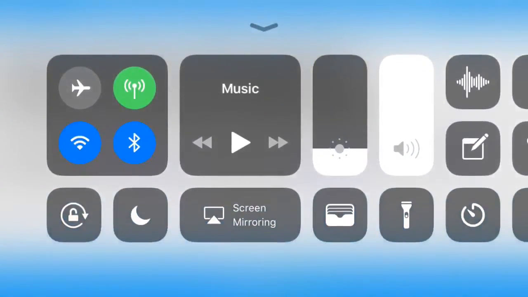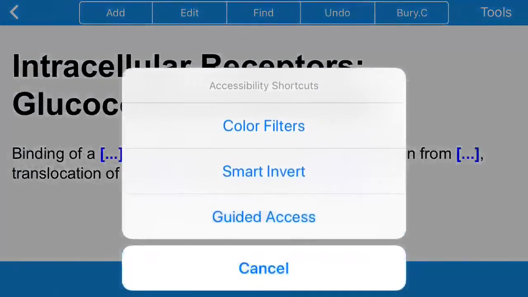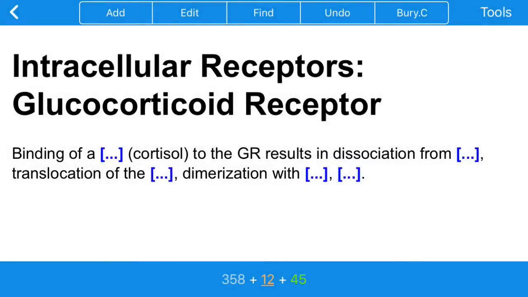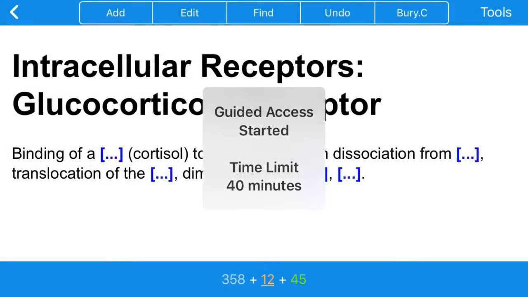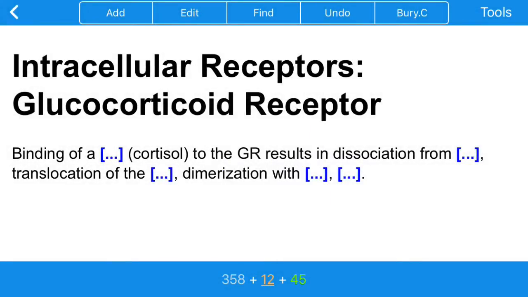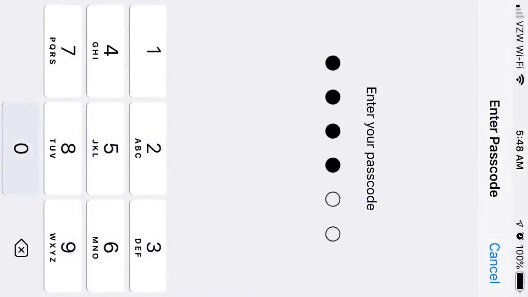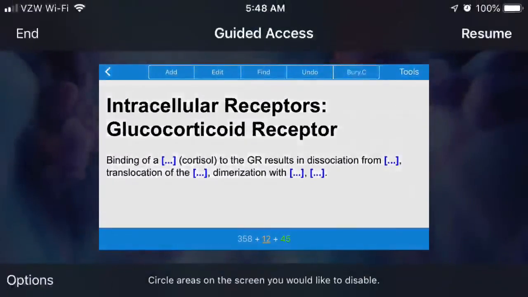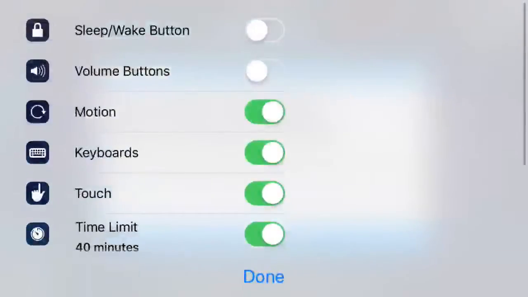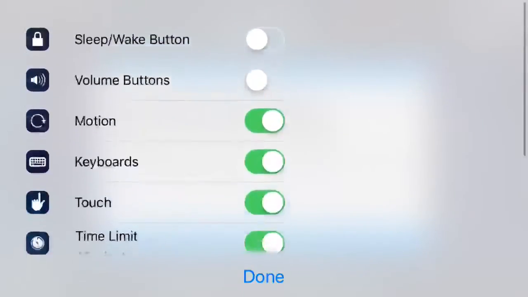Okay, and we're going to turn on guided access. We're going to try guided access to lock us in. 40 minutes, check that out. And just triple check that, click that home button. And you have options. Let's see. Yep.